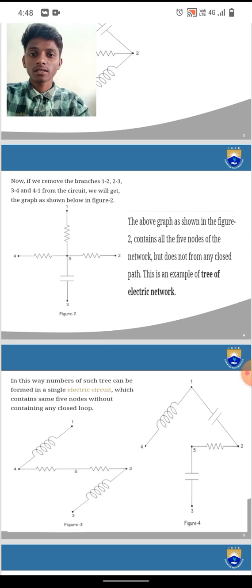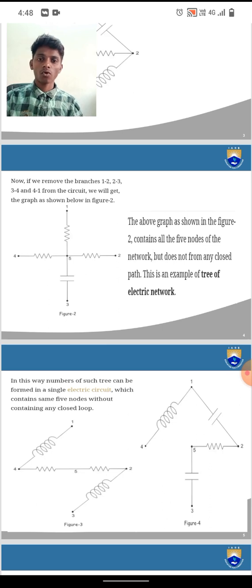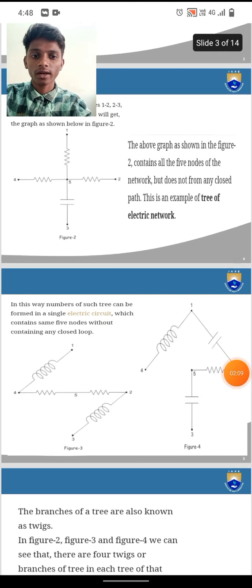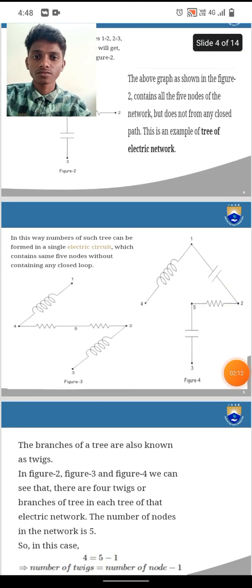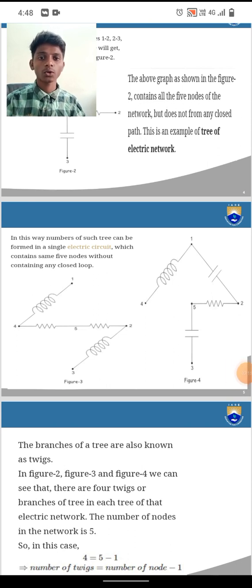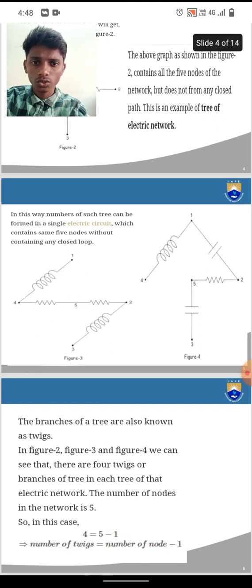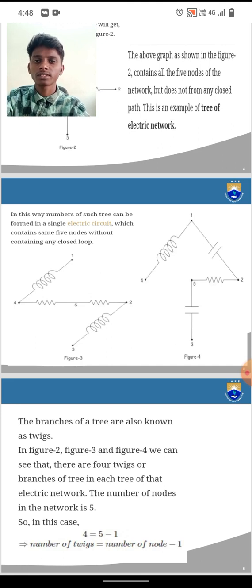In figure 2 there is one voltage and three resistances. A tree can be formed in a single circuit which contains the same five nodes without containing any closed loops. We can see figure 3 with nodes 1, 2, 3, 4, 5. 1 to 4 is the current, 4th to 5th is the resistance, 5th to 2nd is the resistance, and 2nd to 3rd is the current.